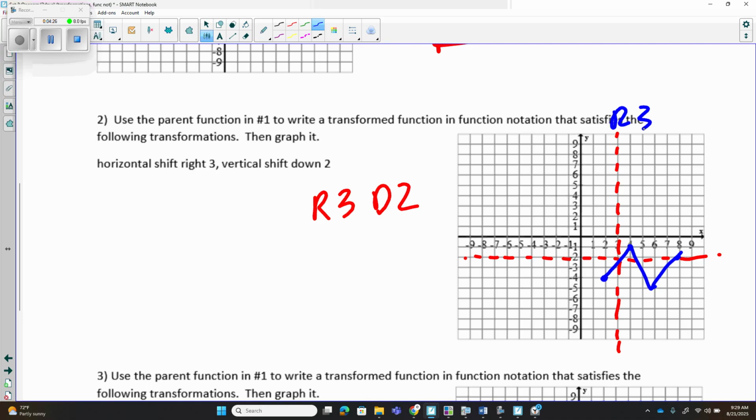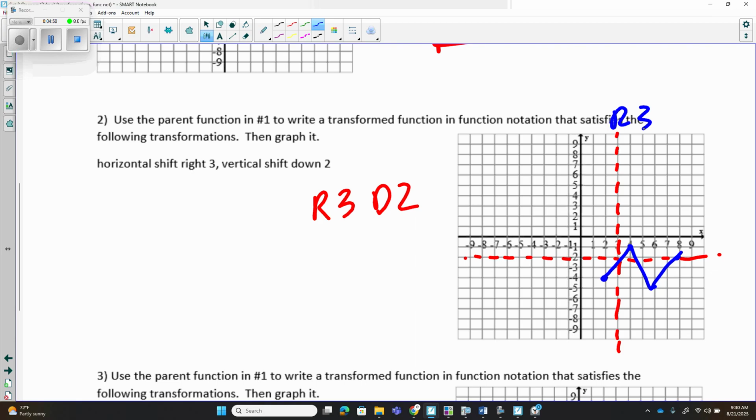Did my domain change? No. Both of them change. Domain and range change. I added 3, so it shifted it to the right 3. All right?